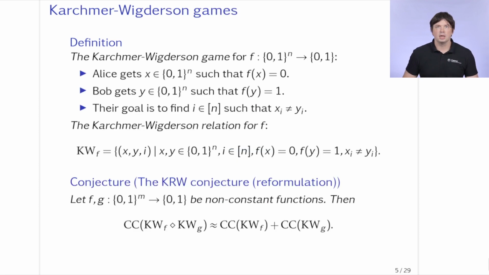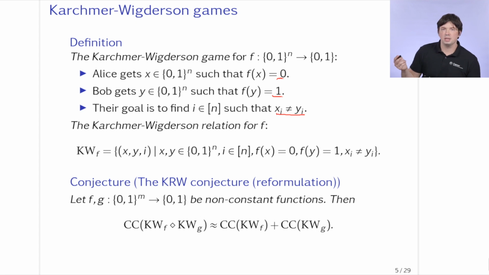So yeah. Because it's hard to talk about formulas, we decided to focus on KRW games. This is just another language to talk about the complexity of functions. In the KRW game, Alice is given an input such that the value of the function is 0. Bob is given the opposite, an input such that the value of the function is 1. And they need to find a bit of difference between the inputs. So clearly the inputs that are given to them are different, because otherwise the value of the function would be the same. So yeah, that's the KRW game for the function f.